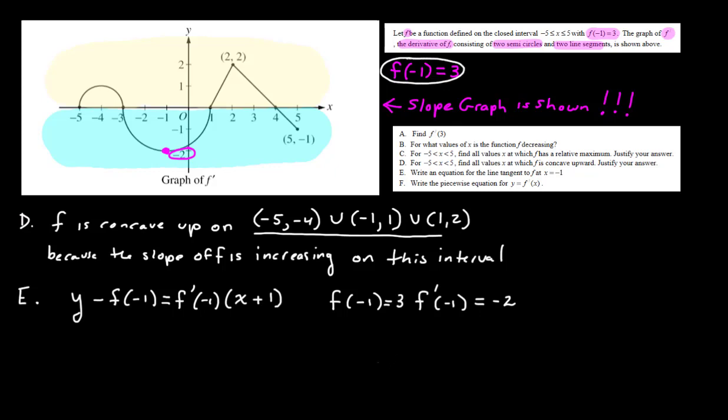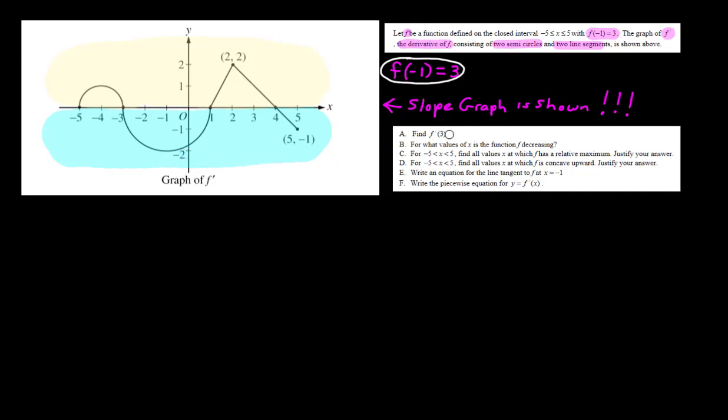And that's why it was given. Cool. So I'm going to plug that in. Y minus 3 equals -2 times the quantity x plus 1. Point slope form.